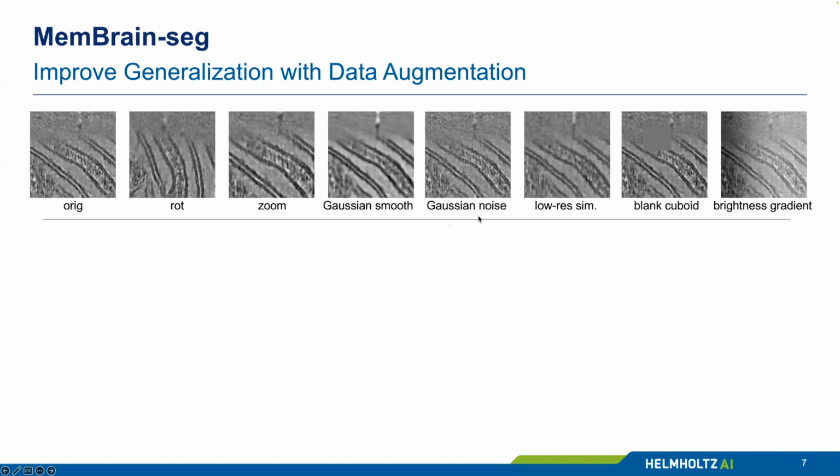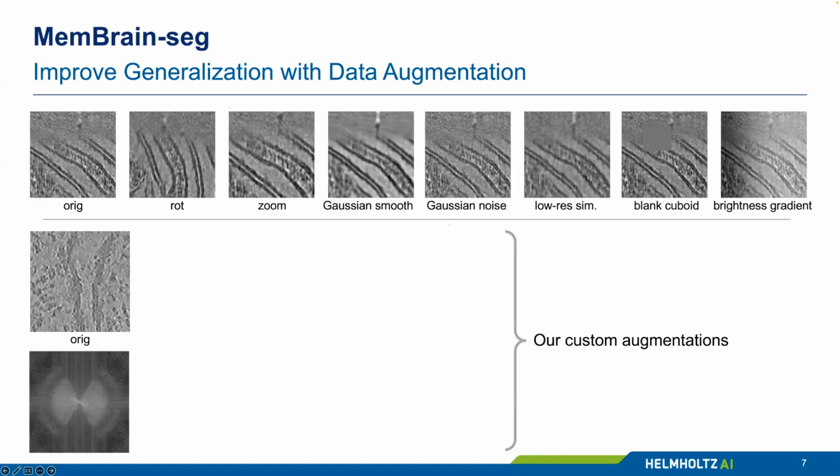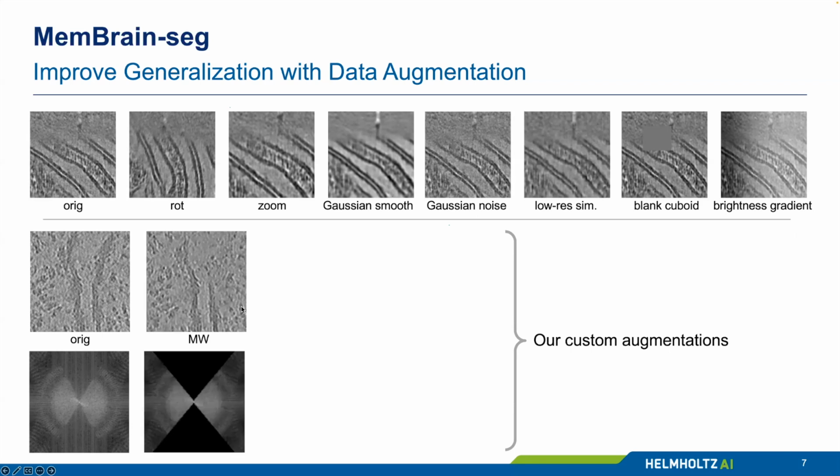But then we also came up with our own more cryo-ET specific data augmentations by corrupting the Fourier space of the patches. So what you can see here is a patch together with its Fourier transform. And then we altered the image in Fourier space to cause some distortions of it. One example is that we applied the missing wedge, which is also present in cryo-ET. And we masked out a bit bigger missing wedge, leading to some densities in the real space image to disappear.